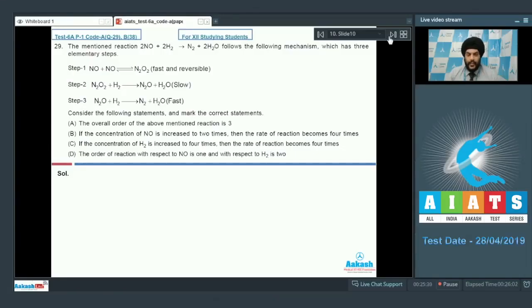Let us look at the next section, students. This section contains 10 questions. Each question has 4 options, out of which one or more than one option may be correct. So let's start with the next question. Let us look at question number 29.